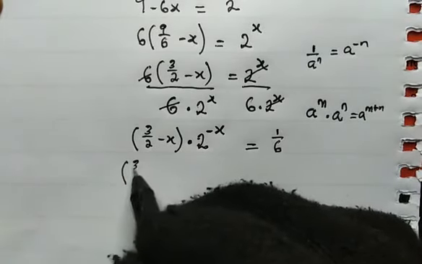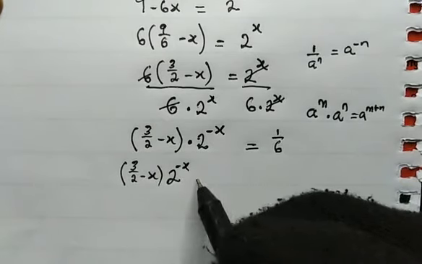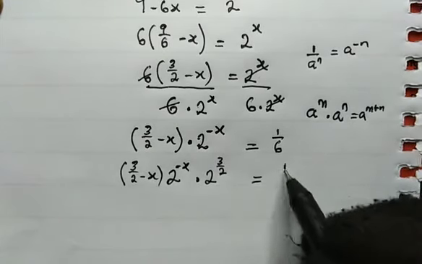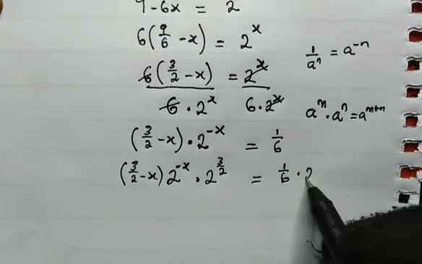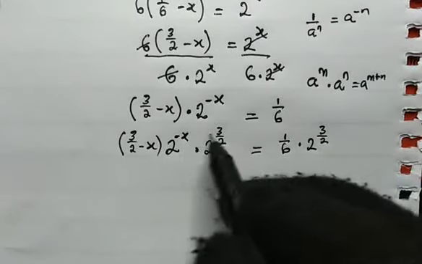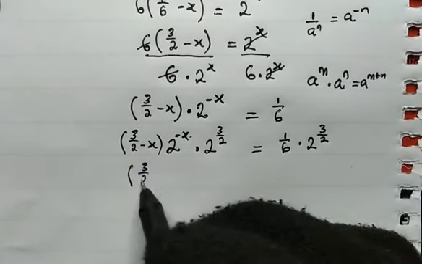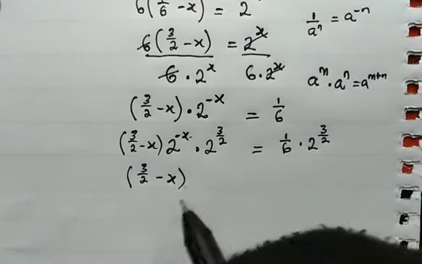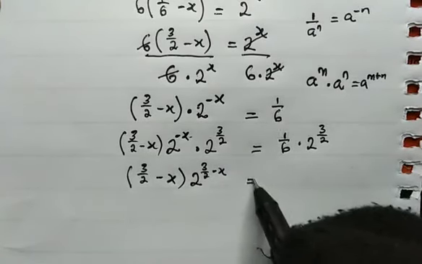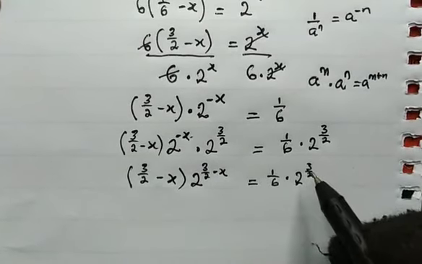So here we get 3 over 2 minus x times 2 to the power of negative x multiplied by 2 to the power of 3 over 2. This will be equal to 1 over 6 multiplied by 2 to the 3 over 2. So we add this power, negative x plus 3 over 2 is same as 3 over 2 minus x. So here we get 3 over 2 minus x multiplied by 2 to the power of 3 over 2 minus x. This is equal to 1 over 6 multiplied by 2 to the power of 3 over 2.